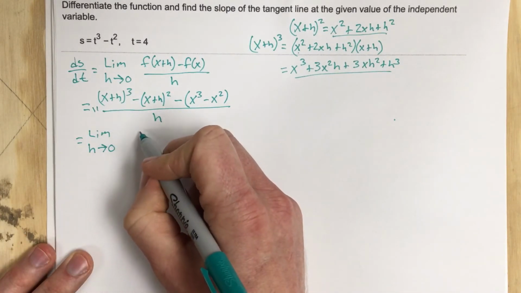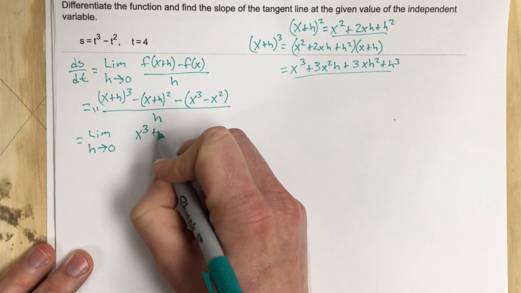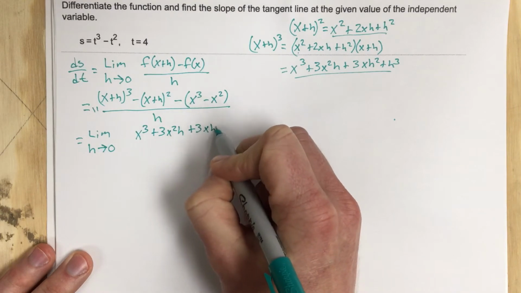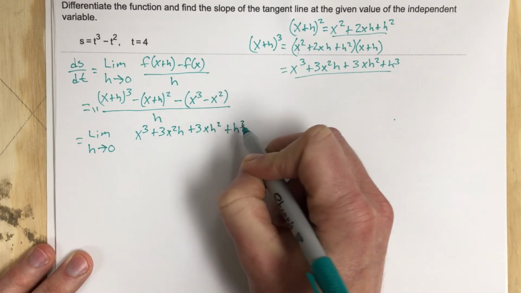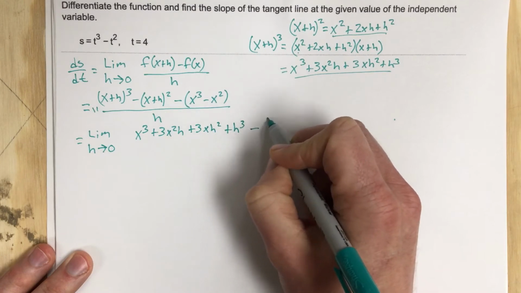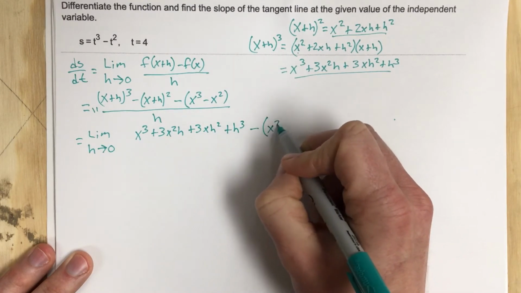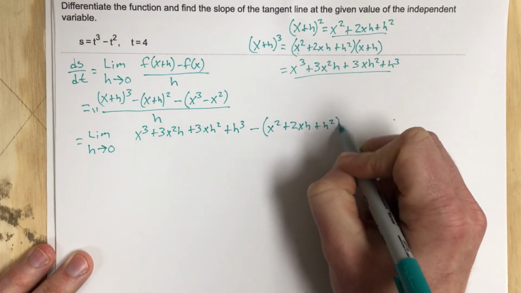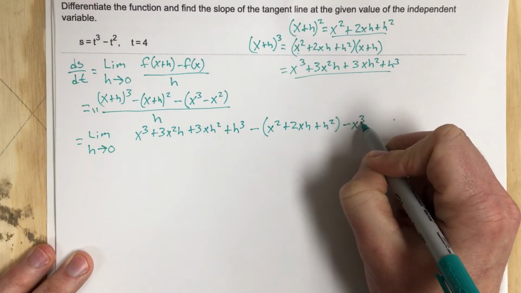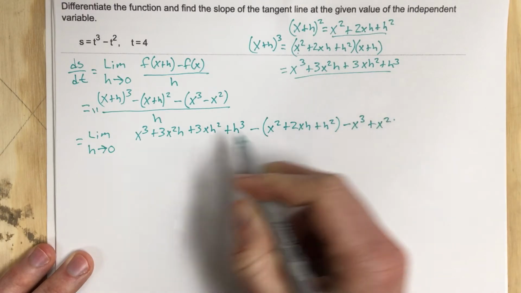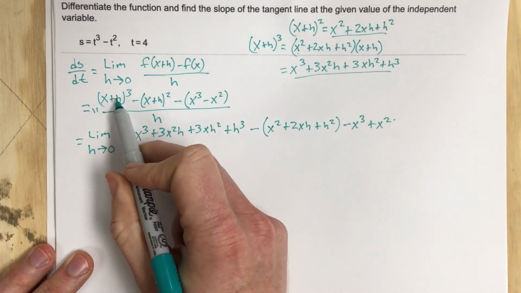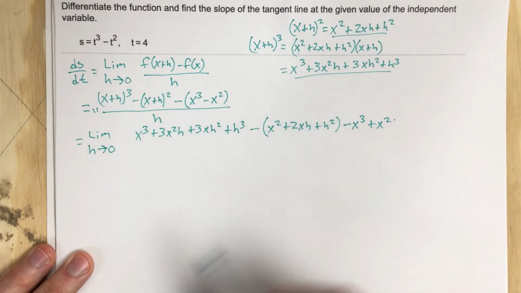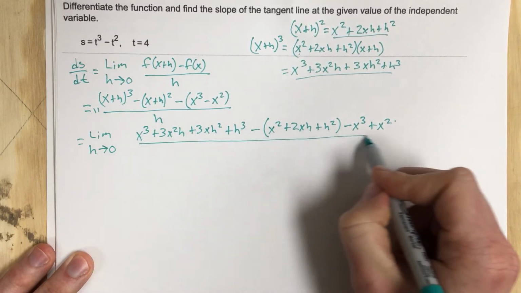So we're going to end up with x cubed plus 3x squared h plus 3xh squared plus h cubed minus x squared plus 2xh plus h squared minus x cubed plus x squared. So we plug this in for the x plus h cubed, we plug this in for the x plus h squared, and then we distribute the negative to each term. That's all over h.